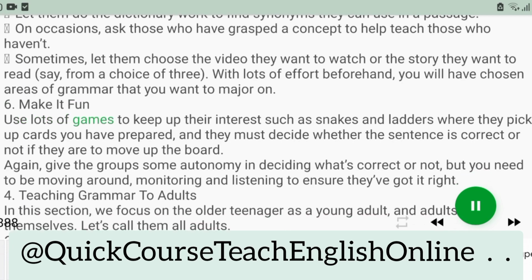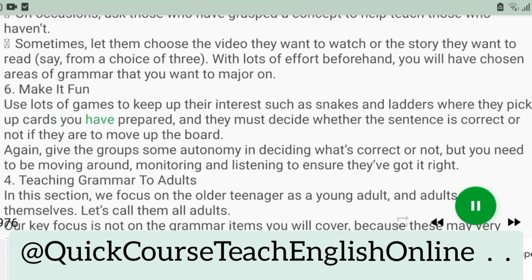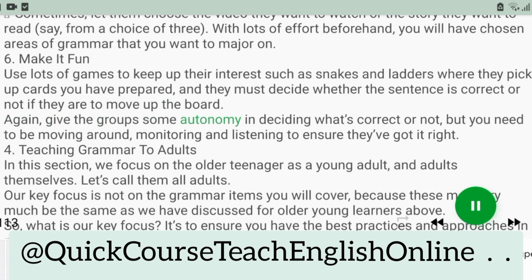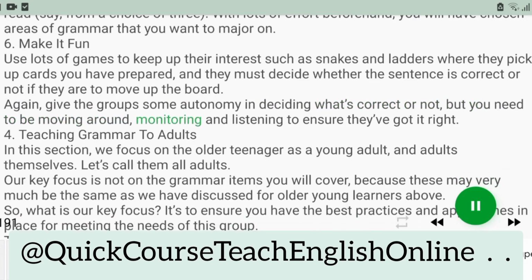6. Make it fun. Use lots of games to keep up their interest, such as snakes and ladders, where they pick up cards you have prepared, and they must decide whether the sentence is correct or not if they are to move up the board. Again, give the groups some autonomy in deciding what's correct or not, but you need to be moving around, monitoring and listening to ensure they've got it right.